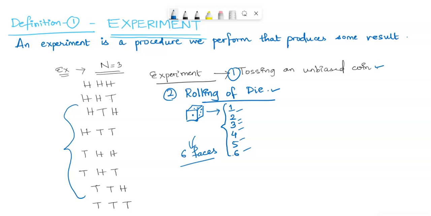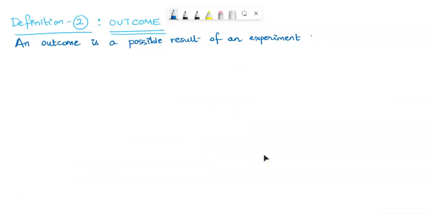So coming to the second definition on what's an outcome. An outcome is a possible result of an experiment. Without any loss of generality, we can denote any outcome of a random experiment by the notation xi. So this xi is used to represent outcomes of any random experiment. For example, in the last few seconds, we considered an experiment of coin toss. A coin is tossed for 3 times.